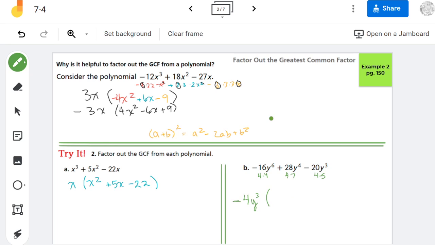Alright, so let's look at this. So negative 16 divided by negative 4 is a positive 4. And if there's 6 y's here and I'm using 3 of them, that leaves me with a y cubed. Alright, now the middle term. 28 divided by negative 4 is negative 7. And if there's 4 y's and I'm using 3, I'm still left with a y. And then negative 20 divided by negative 4 is a positive 5. And y cubed, all my y's are used up. And there it is.